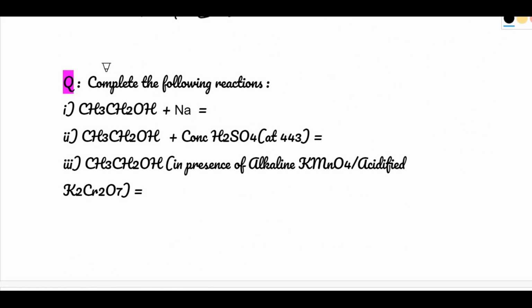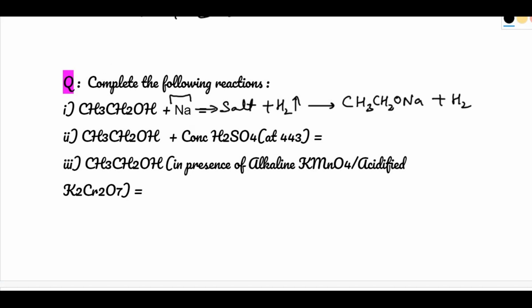So the first one is ethanol plus sodium. This reaction is very similar to what happens when a metal reacts with acid. The same thing happens when metal reacts with alcohol. Metal plus alcohol gives a salt plus hydrogen gas. So exactly what does it give? It gives CH3CH2ONa and hydrogen gas. What is this compound called? It is called sodium ethoxide.